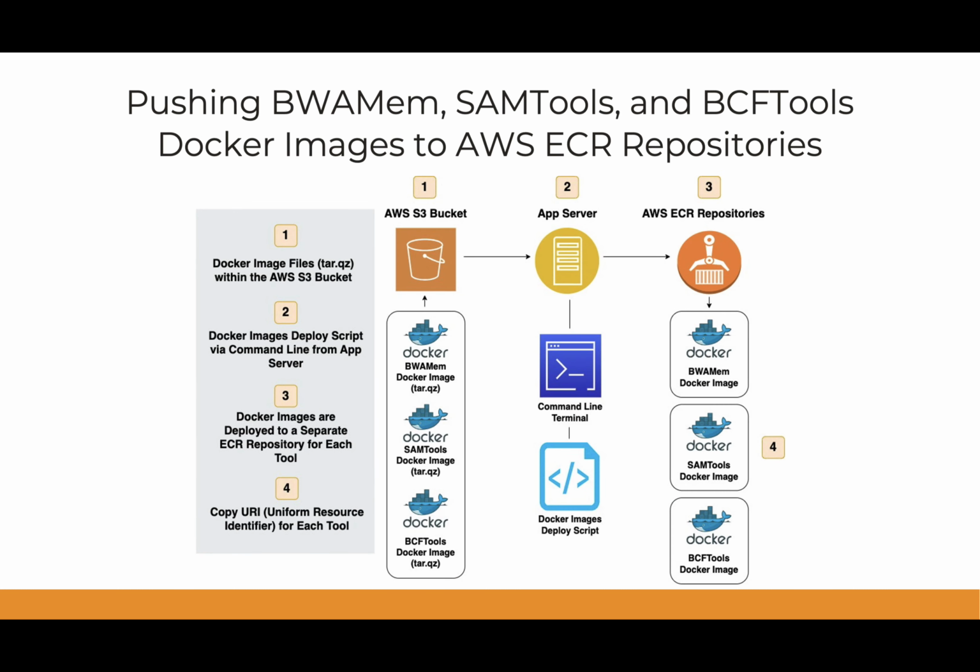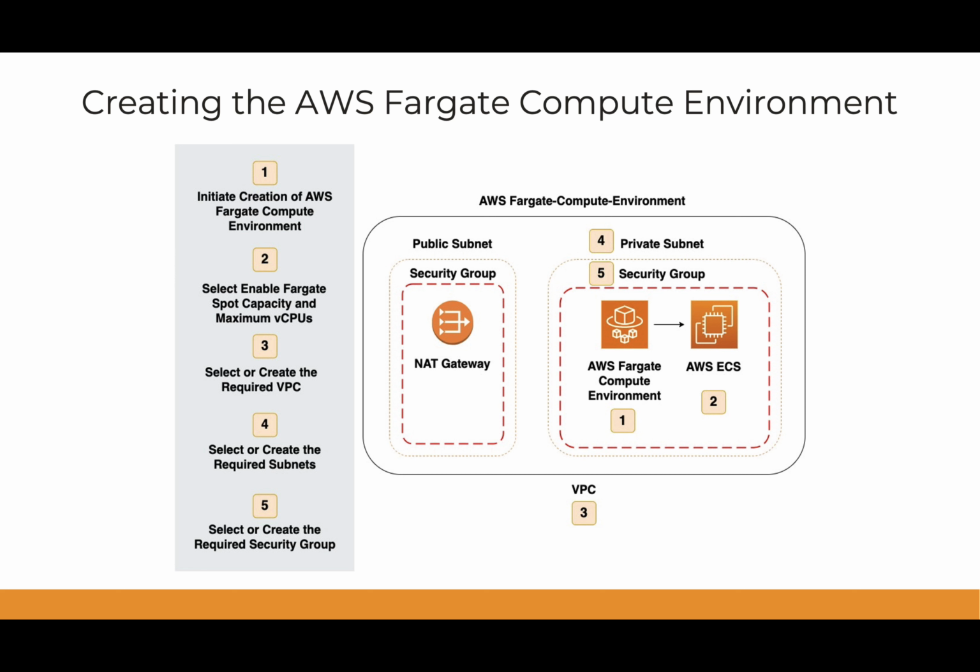In our next step, we'll deploy the Docker images to AWS Elastic Container Registry Repositories using command line utilities. It's crucial to note that each tool within the AWS ECR repository has a distinct Uniform Resource Identifier, or URI. This URI plays a pivotal role as it will be referenced within the JSON file during the subsequent AWS step function state machine creation step.